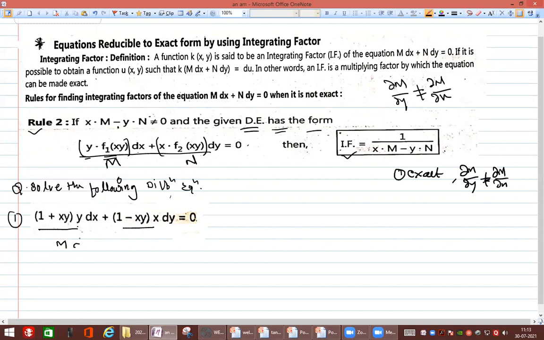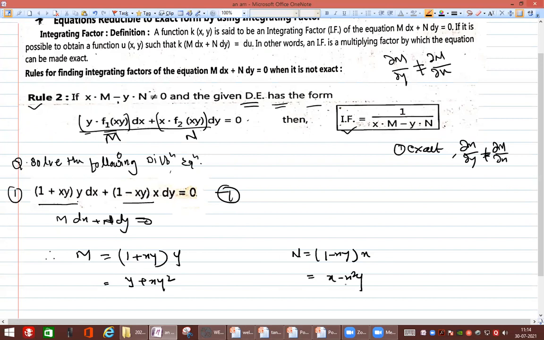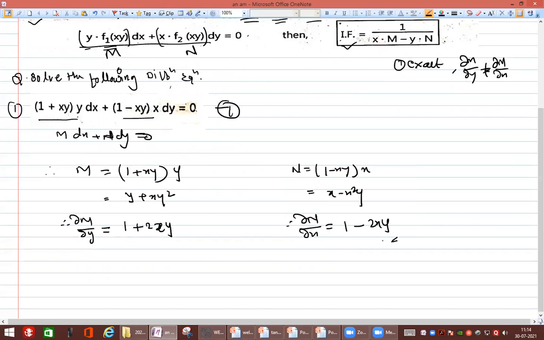But since it may be non-exact, first we check whether it is exact or not. Comparing equation 1 with M dx plus N dy equal to 0, the value of M is (1 plus xy) y and the value of N is (1 minus xy) x. Simplifying, M is y plus x y square and N is x minus x square y. Now find ∂M/∂y: the derivative of y is 1, and the derivative of x y square is 2xy. Similarly, find ∂N/∂x to check whether it is exact: the derivative of x is 1, the derivative of x square y is 2xy, with y constant. So in these two cases, it is 1 plus 2xy and 1 minus 2xy. According to this, ∂M/∂y is not equal to ∂N/∂x.